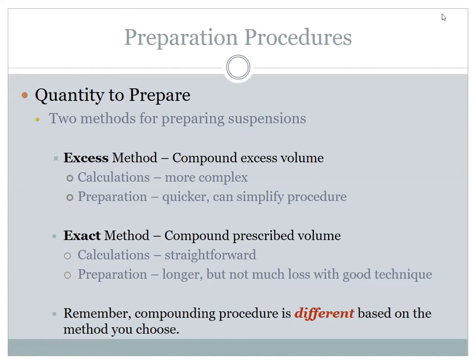Okay, however, the exact method is the method you're going to do, and in that method, you will not calculate for any excess drug. You're going to do exactly what the doctor prescribes. So the calculations are more straightforward. But because of that, you can't lose any drug. So your procedure is different. You have to rinse your mortar several times to make sure you do get all the drug out of the mortar because you don't have any excess. So my take-home message for now is just realize there are 2 different methods.